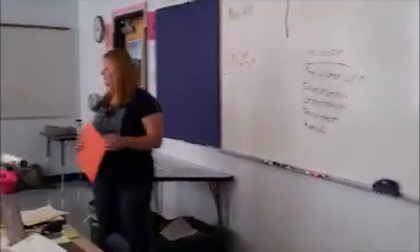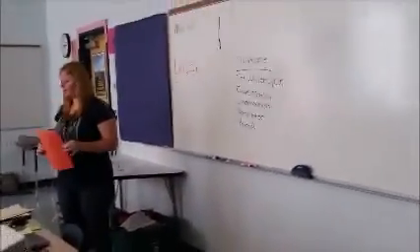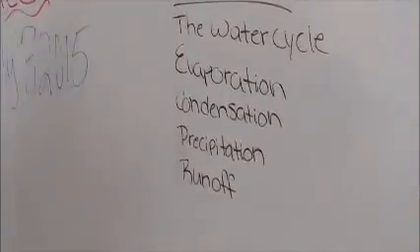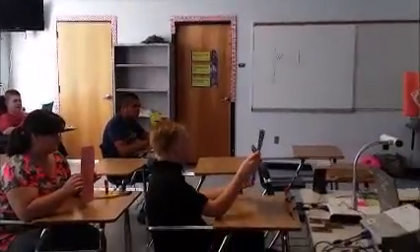Okay. All right. So now our next step, we're going to make a foldable. This is to help us with our vocab words. So first, you're going to take your construction paper. You're going to hold it like this. Then we're going to fold it in the middle, hot dog style.